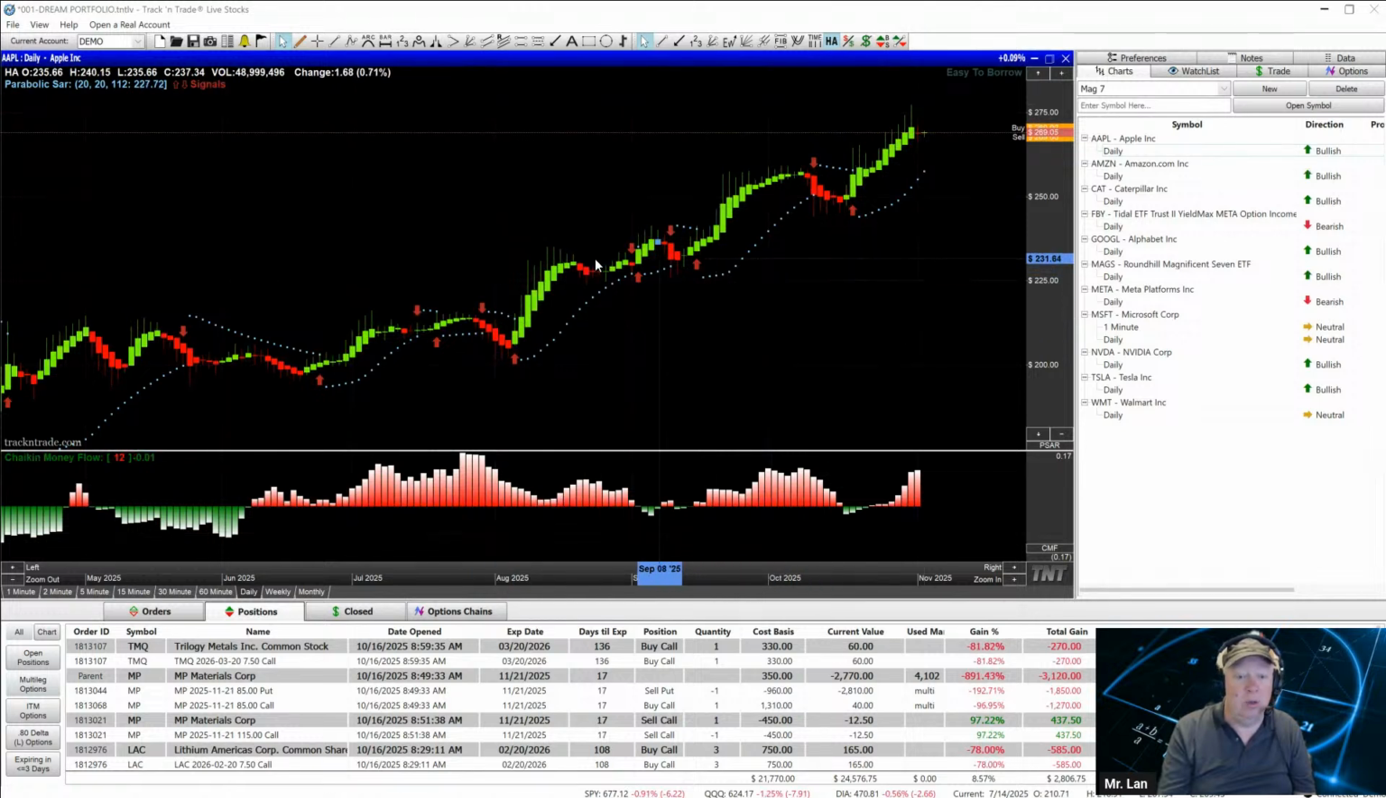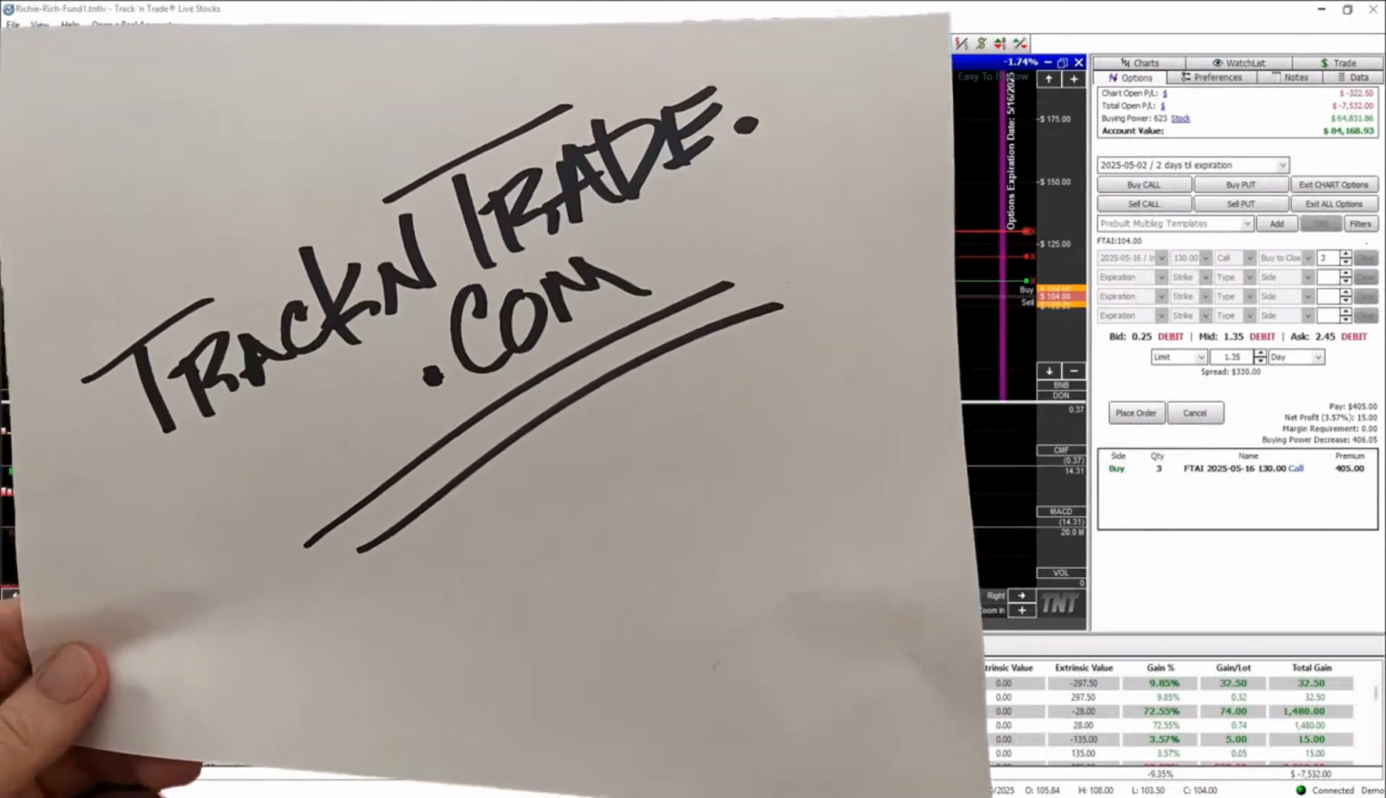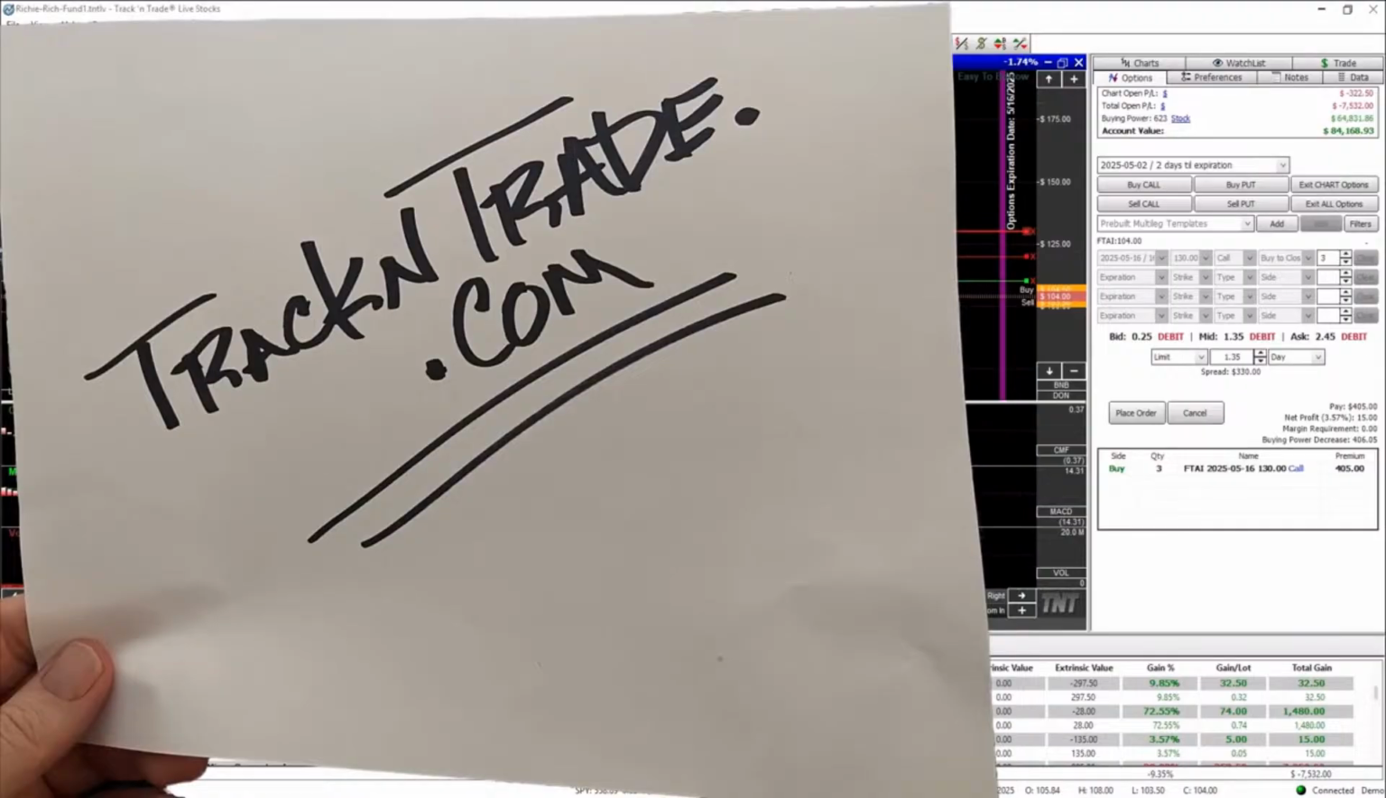I've already done the hard work of going out and putting these all into our trading platform. So this is our trading platform. This is Track and Trade. And just real quick here, I will give you a place where you can go get this if you don't have it. Okay, this is the software I use. It's called Track and Trade.